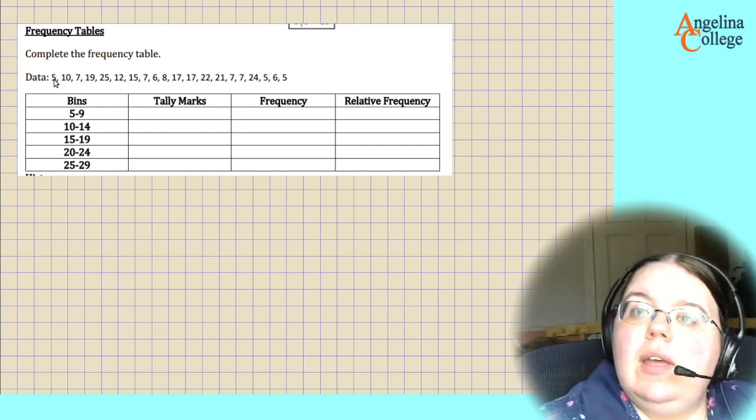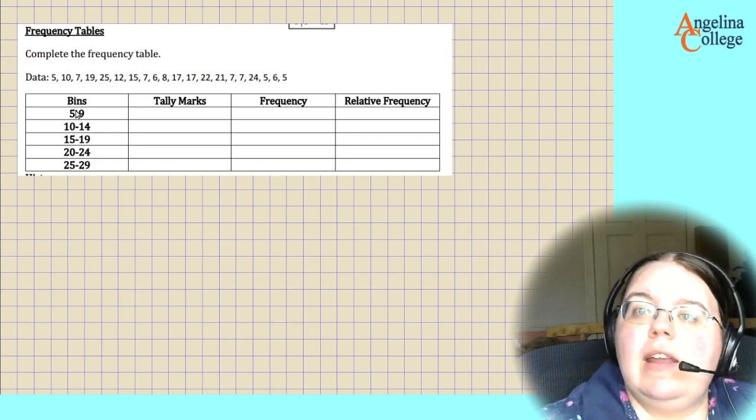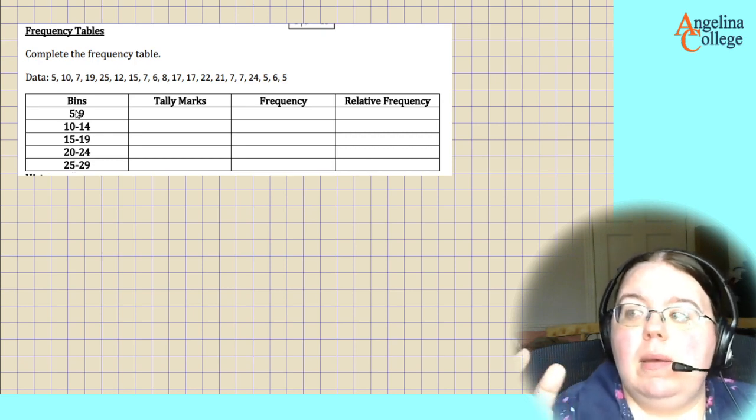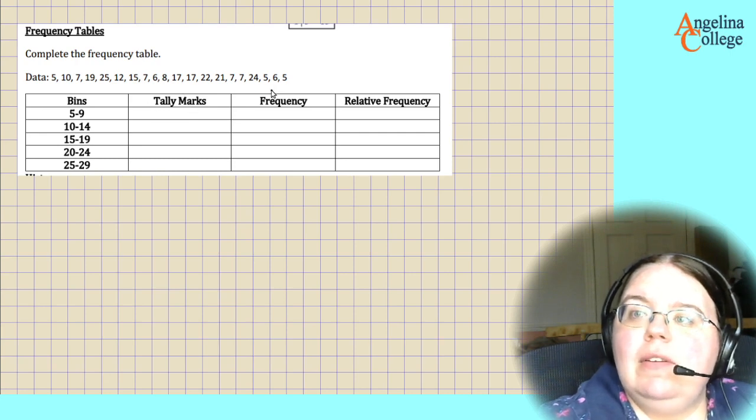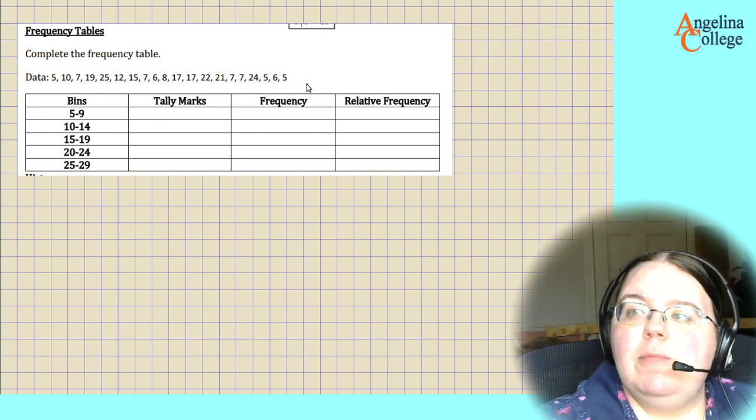Okay, so we've got a column with our bins already set up, so we don't have to choose the bin boundaries. We've got a column for tally marks. Then we'll use that to find the frequency of each bin and then the relative frequency. So let's tally this up first.